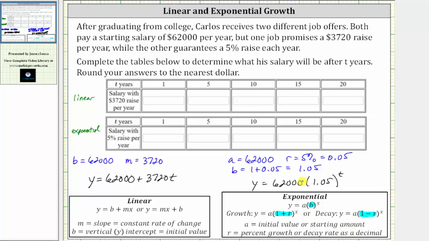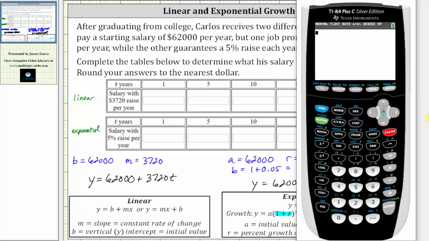And now let's complete the table for linear growth. The first value of t is 1, and therefore we substitute 1 for t. Using the TI-84, we could use a table feature, but we'll go ahead and just use the home screen. And therefore we enter 62,000 plus 3,720 times 1, enter. After 1 year, the salary is $65,720. Let's go ahead and record this.